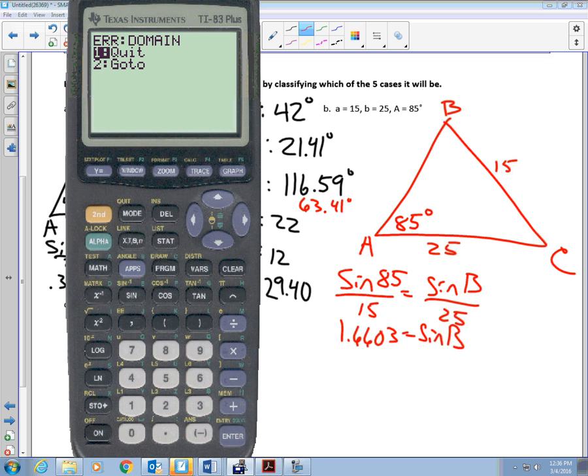So therefore, this is an easy problem. It is a no solution. It's not possible to have a triangle with these characteristics. And what that means is this 15 side right here, it just doesn't reach. Maybe if it was 21. Don't know. We can figure it out later.